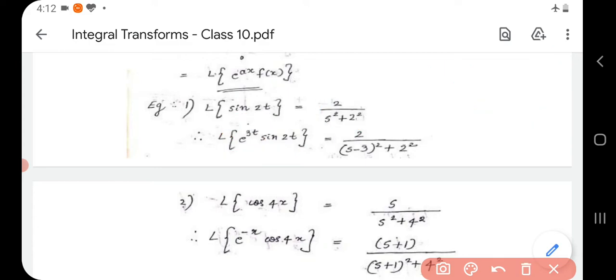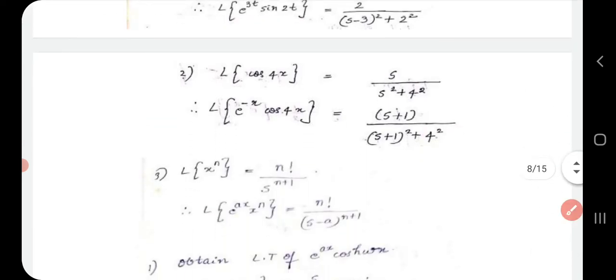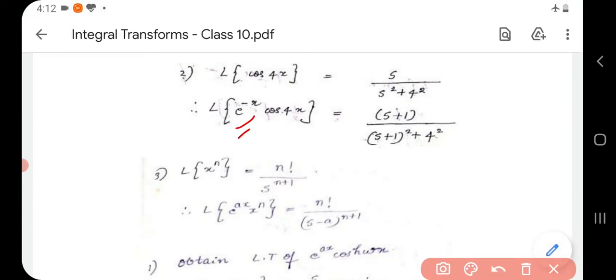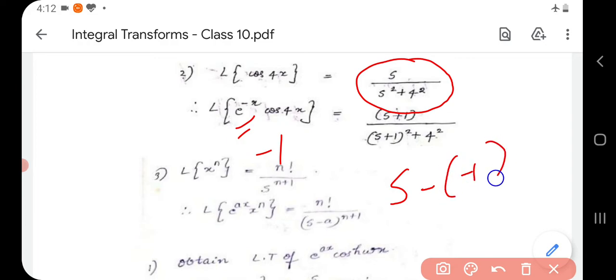Okay, now if you are having another problem, cos 4x. If it is cos 4x, then you know it is s by s square plus 4 square. But if you have an e raised to term also, what you have to write? In place of this s, you have to subtract the exponent of e. That is, here you are having a minus 1. So on subtracting minus 1 from s, it will become s minus of minus 1. So it will become s plus 1. Okay, like this.